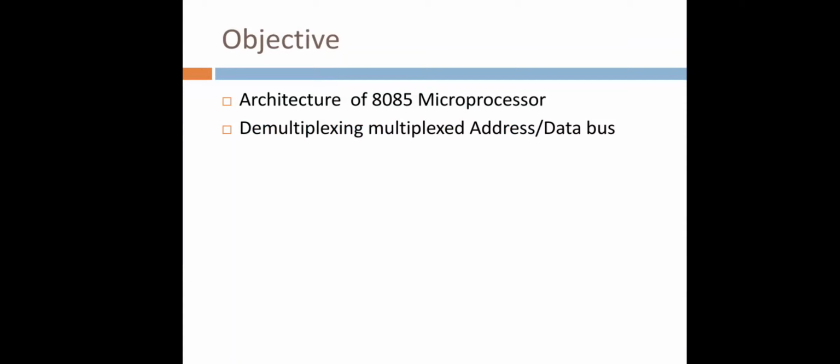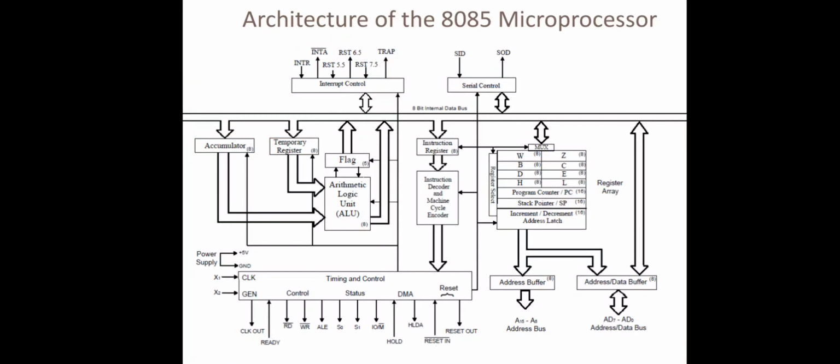Students will be able to learn the following objectives from this lecture: the architecture of the 8085 microprocessor, and how to demultiplex and multiplex the address bus and data bus. The architecture of the 8085 microprocessor is as shown in the figure.